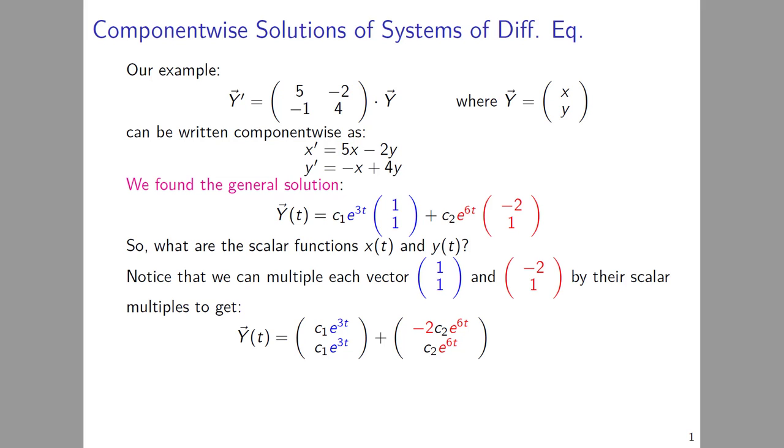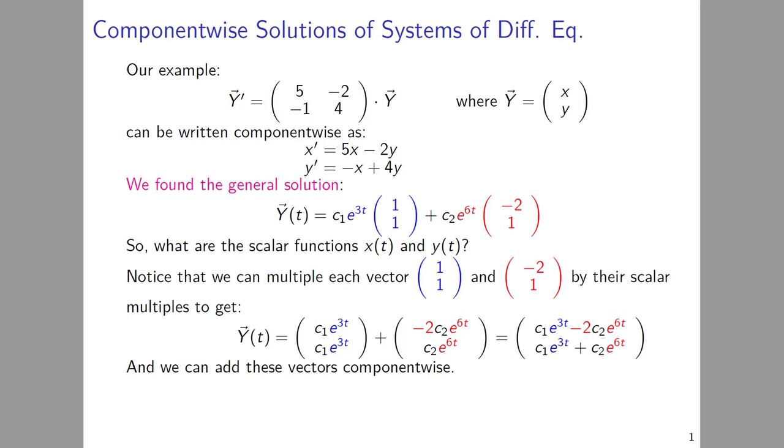This will give us that y of t equals [c1 e to the 3t, c1 e to the 3t] plus [-2c2 e to the 6t, c2 e to the 6t]. And now we can add these vectors component-wise to get that y of t is [c1 e to the 3t minus 2c2 e to the 6t, c1 e to the 3t plus c2 e to the 6t].